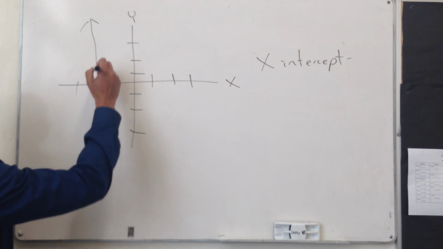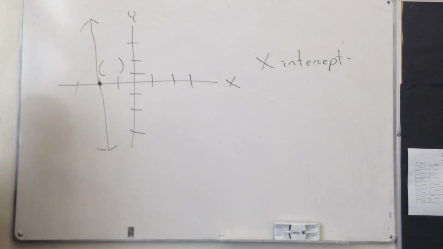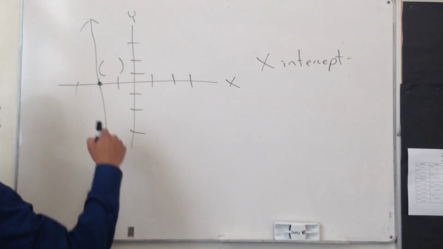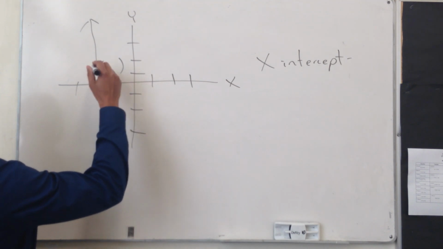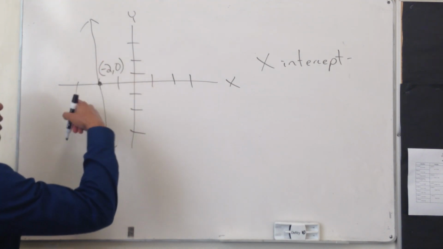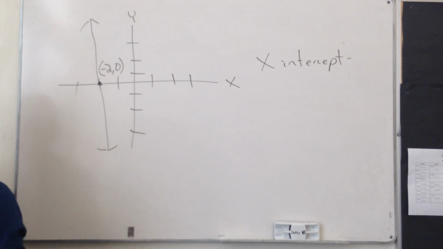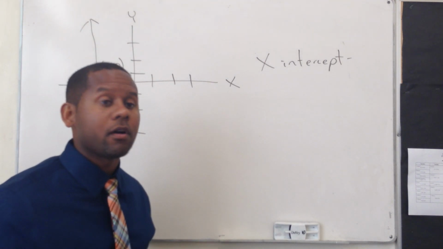So let's go ahead and give the coordinates of that point. Why don't you do that? You should have just done it and you say, okay, well, x is -2 and y is 0. So the x-intercept of that one was -2, 0.